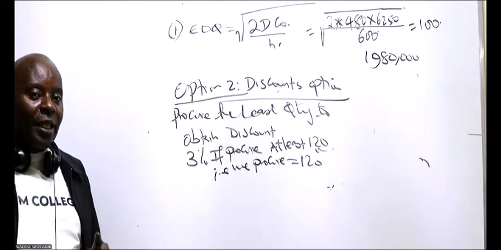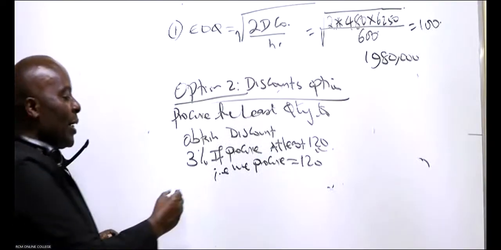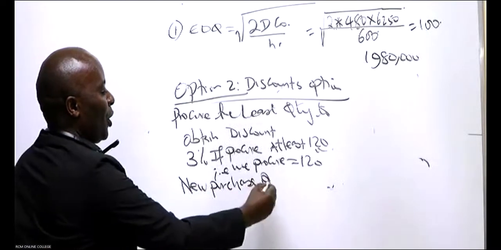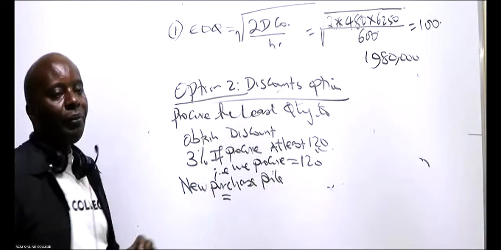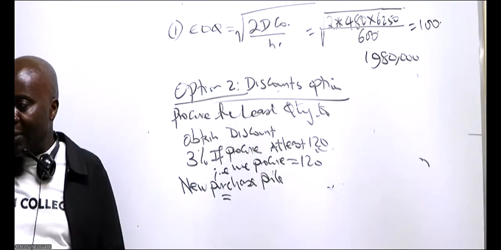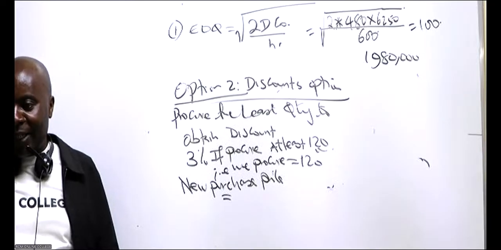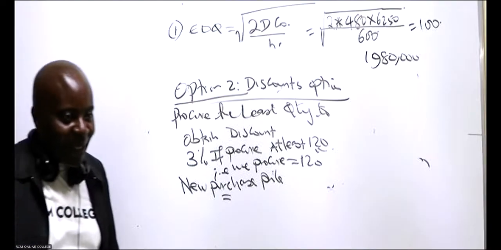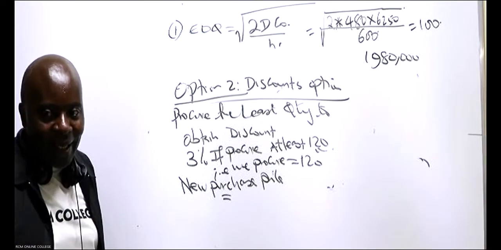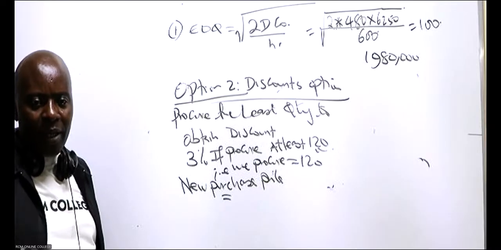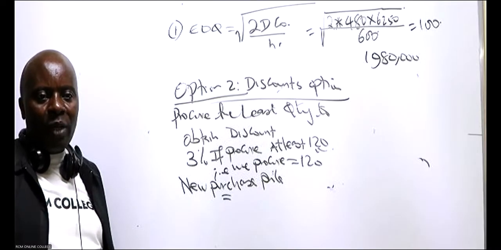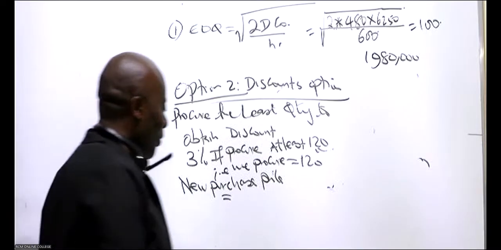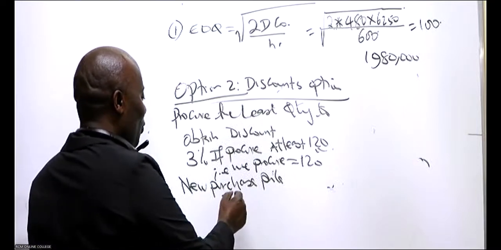Now, because it's a discount model, go ahead and give me the new purchase price. So remember, you had given me the old purchase price. How much was the old one? 1,920,000. That is the total cost. The price of the mattress was 4,000. That 1920 is the total cost.